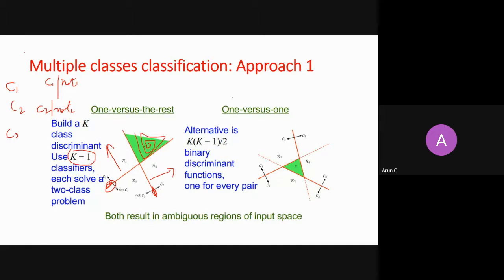The second approach is one versus one. You can take NC2 classifiers. NC2 means here a combination problem, right? NC2 classifiers, and you classify for every pair. So it is C1 C3, C1 C2, C2 C3, right? So there are three classes.